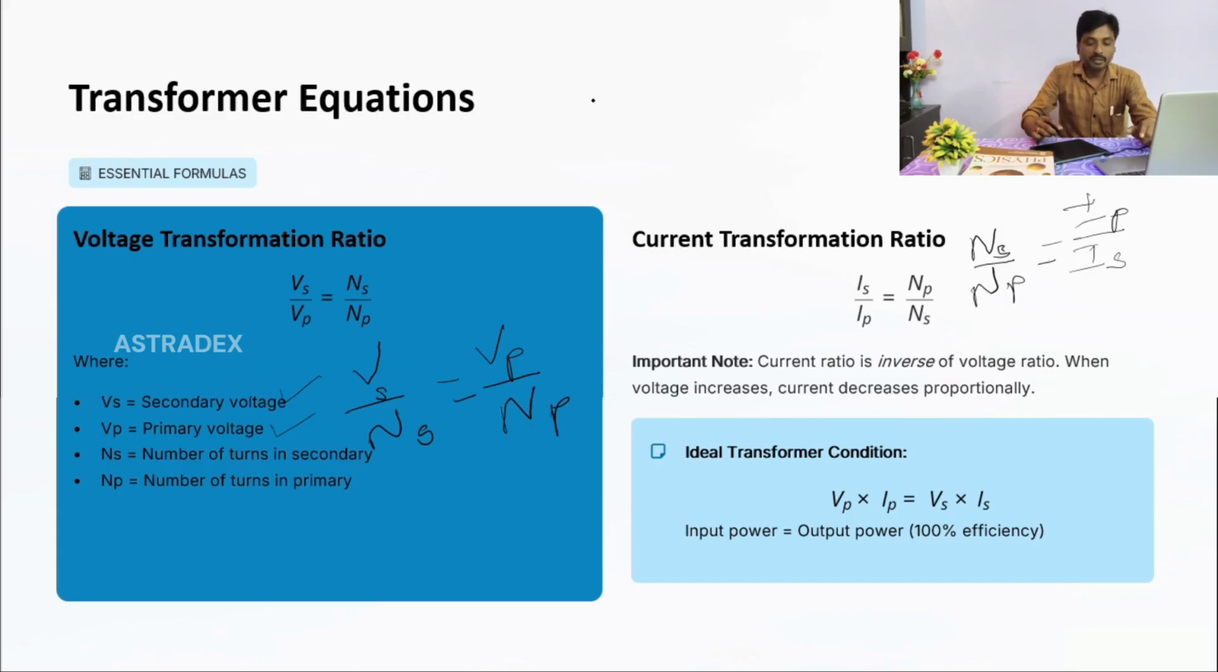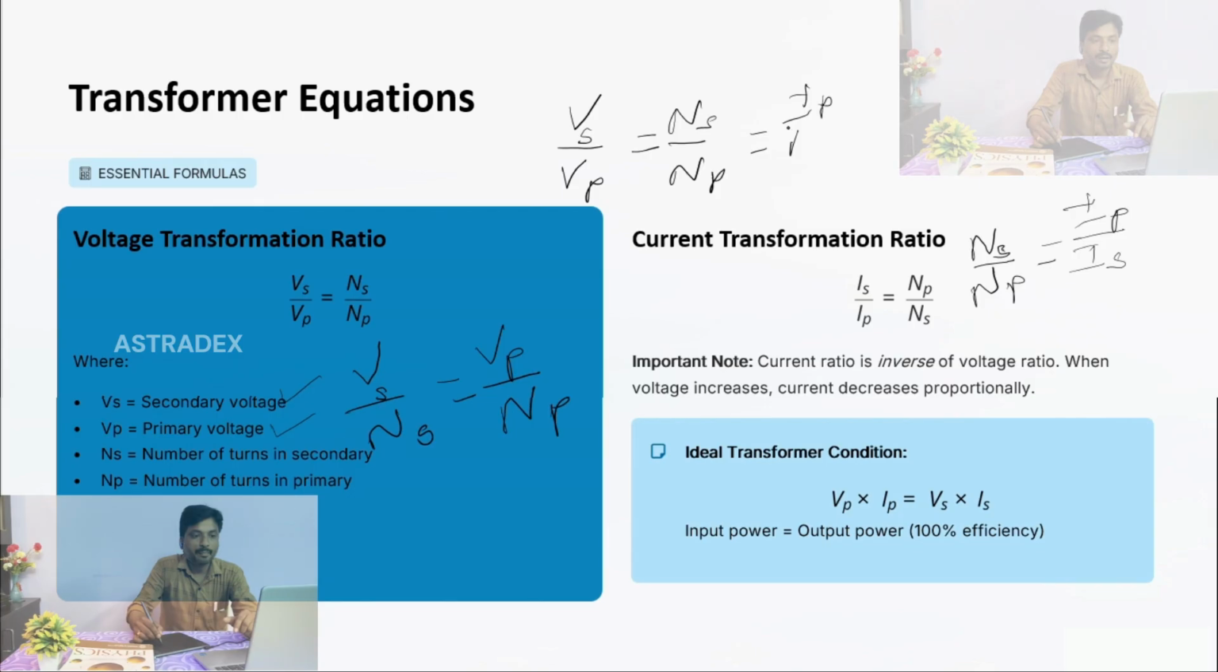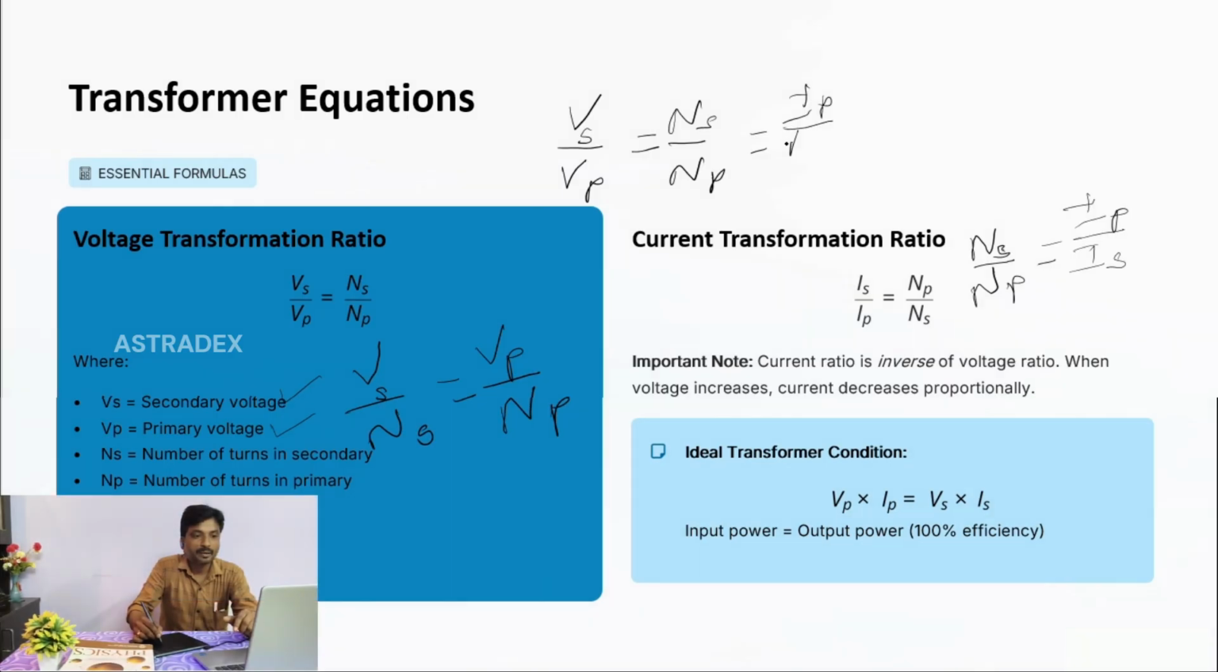So both the two equations we can write as a combined equation. Vs by Vp is equal to Ns by Np is equal to Ip by Is, which is equal to K. K here is the transformer ratio.